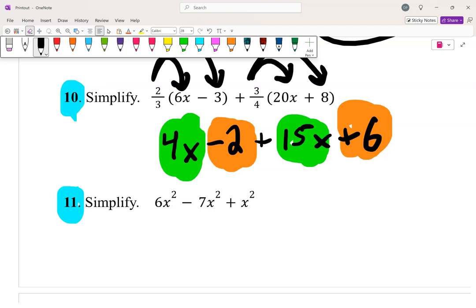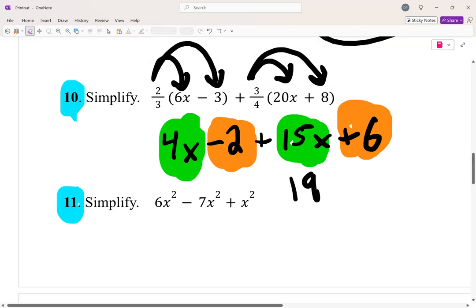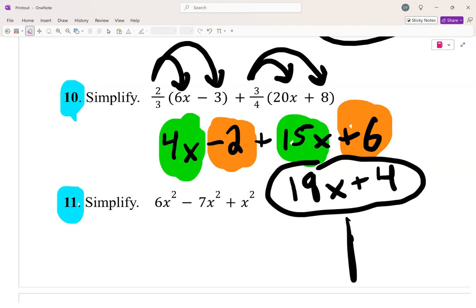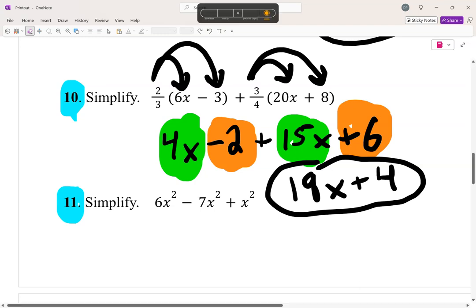Okay, so 4 plus 15 is 19, so 19x. And then 6 minus 2 is 4. Perfect. Good guys win. Are we done, or do we need to simplify that? No, that's about it. We are done. You cannot simplify this. That was a trick question.